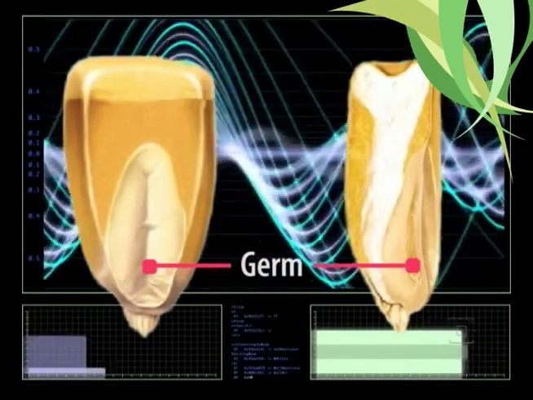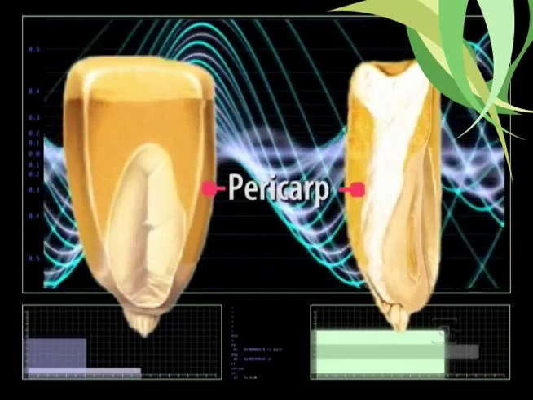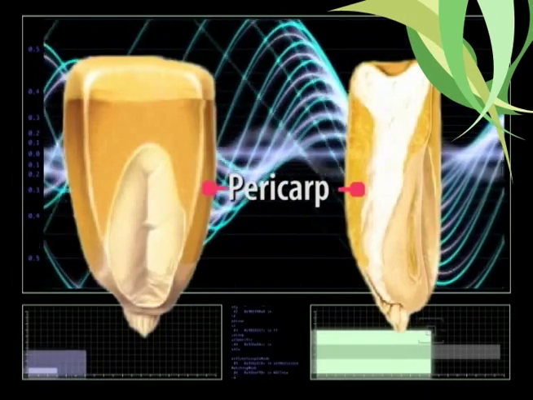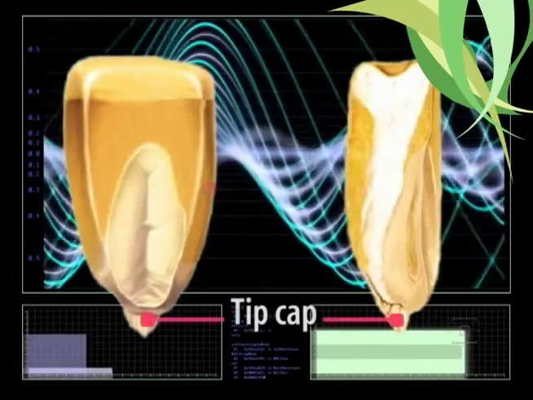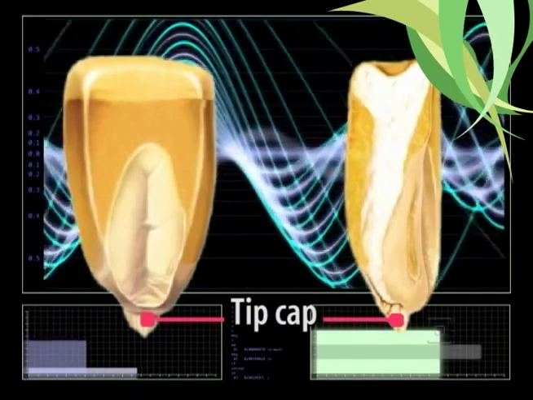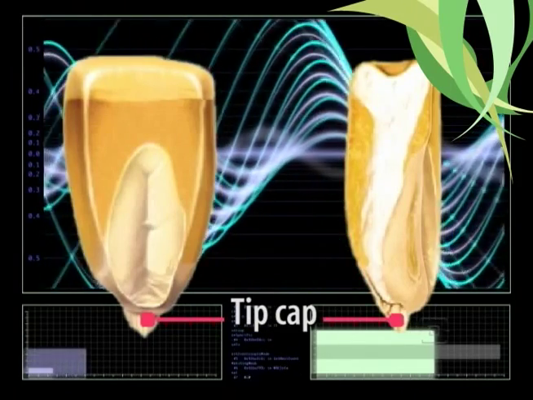On the other hand, the pericarp, also known as hull, is the outer covering of the kernel that protects it from deterioration. The tip cap is the only area of the kernel not covered by the pericarp. It is the attachment point of the kernel to the cob.